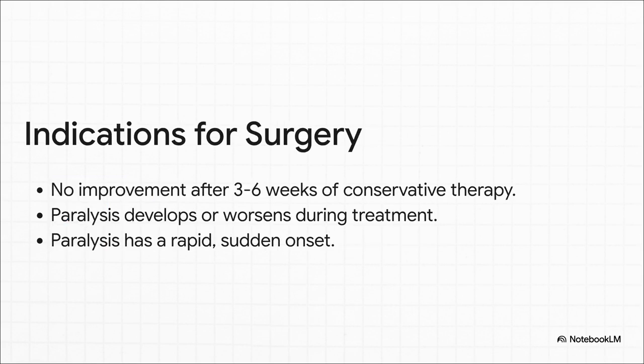So when do they decide to operate? Well, there are some really clear triggers. If a patient tries all that conservative therapy for, say, 3 to 6 weeks and sees zero improvement, that's a big red flag. Another one, if the paralysis actually gets worse while they're on treatment, or if it came on super fast and suddenly. Any of those things tells the surgeons, okay, it's time to intervene.